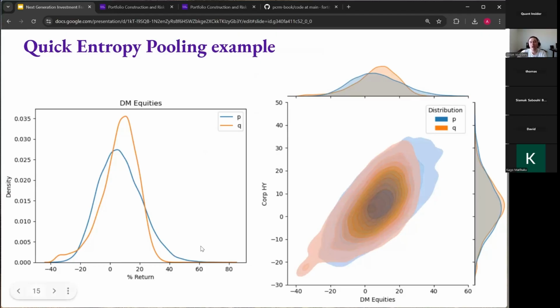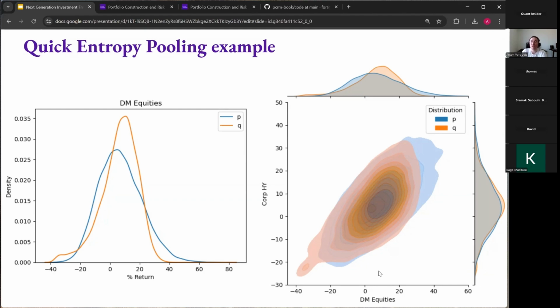So the good thing about entropy pooling is that it implements these stress tests in a predictive way. Here on top, you see the distribution for developed market equities again. It's the same plot as here, just not as tall with some fill. And you can see that even though we introduce some more mass into the left tails of developed market equities, entropy pooling will tell us that if you are to respect the dependencies in this prior data, then you would also introduce more mass into corporate high yield.